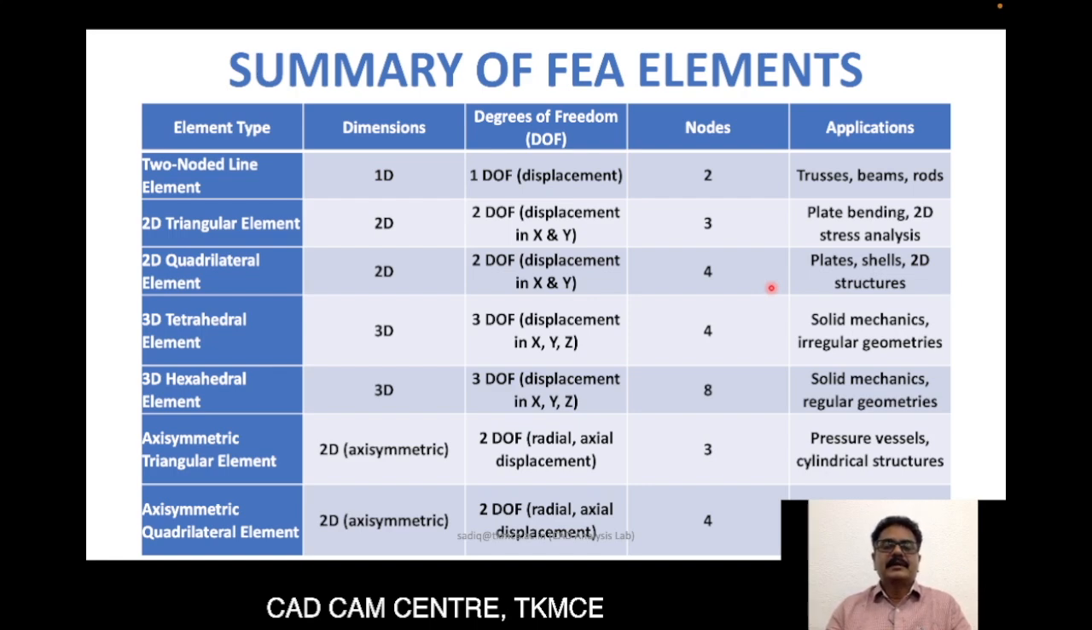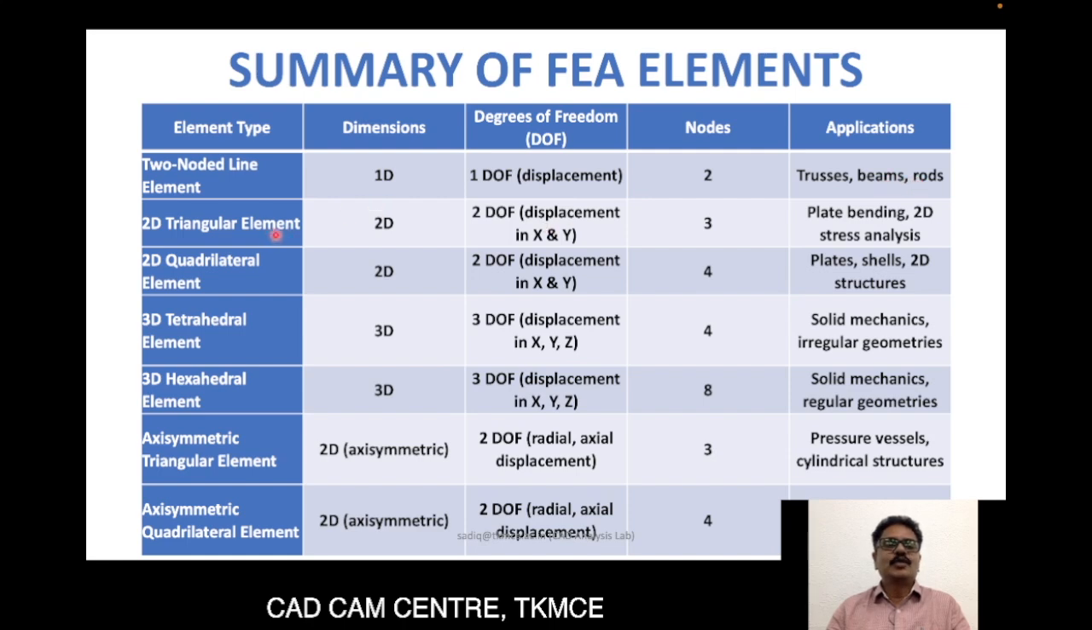This slide just shows a summary of basic elements that are used in finite element analysis. There are elements like 2-noded elements, the line element. It is a one-dimensional element. That means it has 1 degree of freedom, displacement only in one direction. The element will have 2 nodes, one at each end of the line element. This kind of element can be used for analyzing trusses, beams, rods, etc.